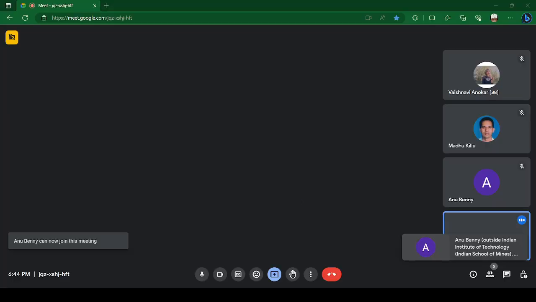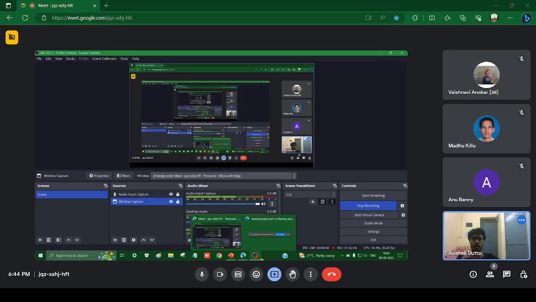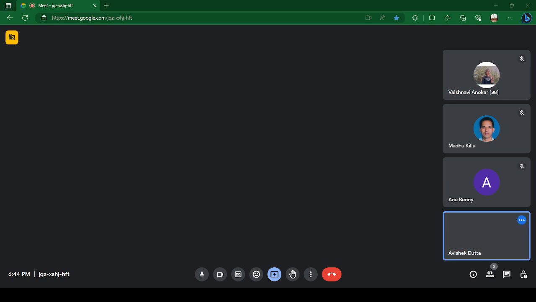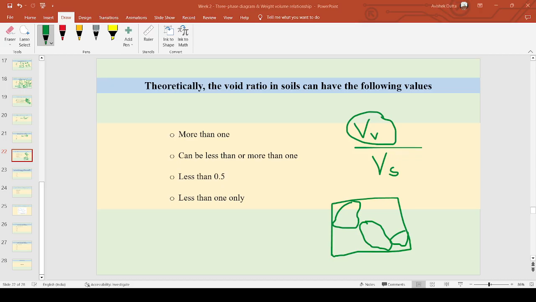So when the volume of void is more than the volume of soil solids, we can say that the void ratio of the soil has exceeded 1, isn't it? Yes, sir. In general it can have any value less than or more than 1.